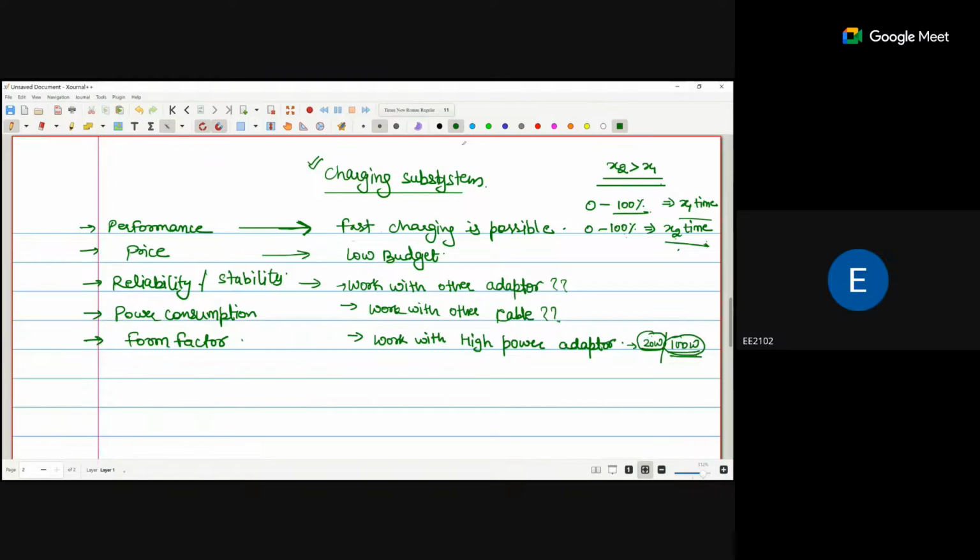Your mobile phone, if it is charged with the 20 watt in T1 time period, with the 100 watt it will take around 1.5 to 2 times T1. But it will heat your battery. It will be providing heating.